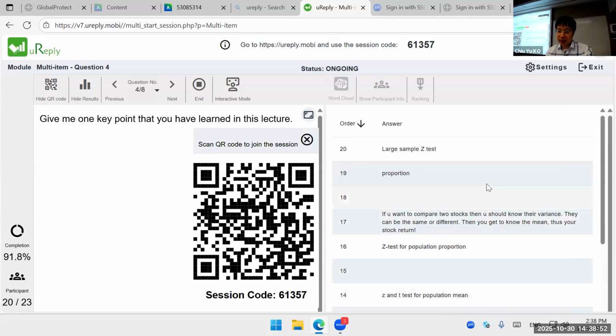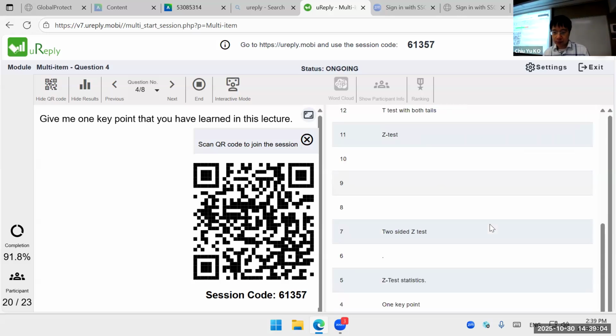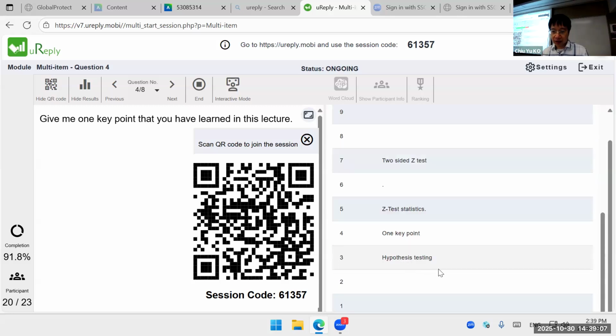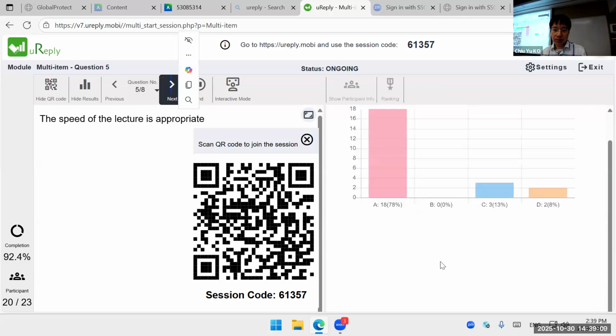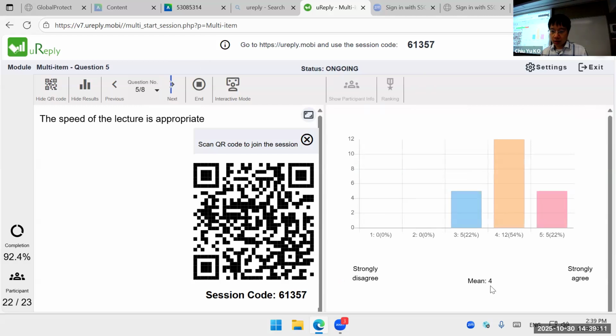So, last time, the sample C test. Yep, you want to compare the variance and also compare the mean as well. Yeah, one key point. That's good. The speed is okay. I'm glad that overall it is fine.